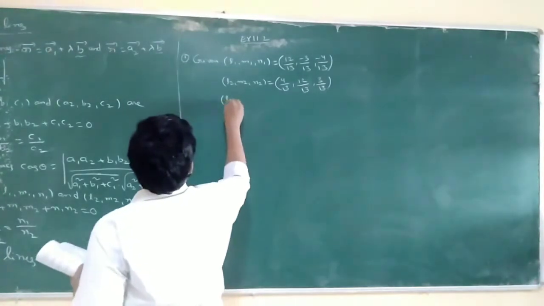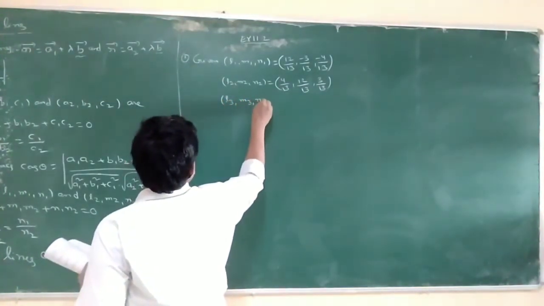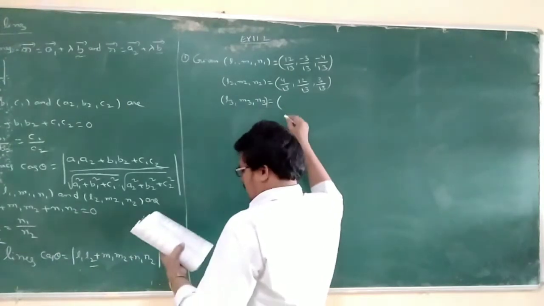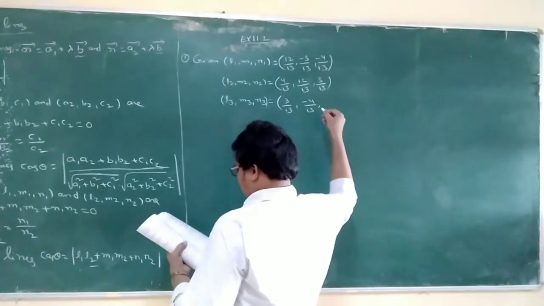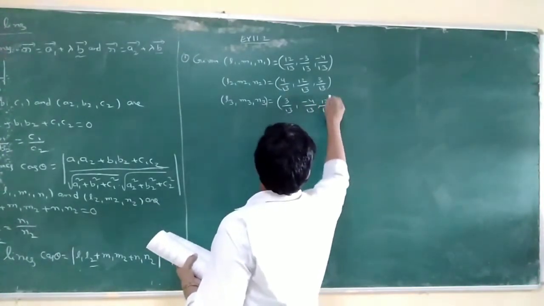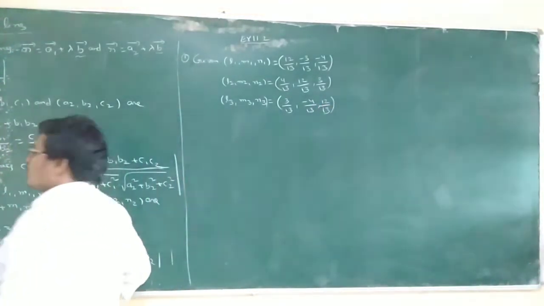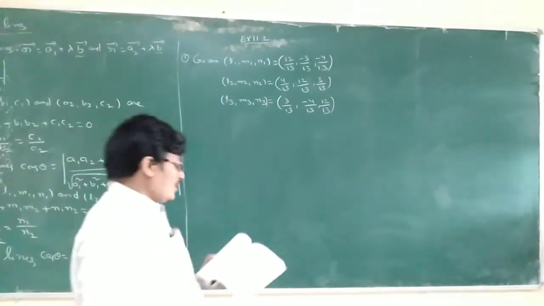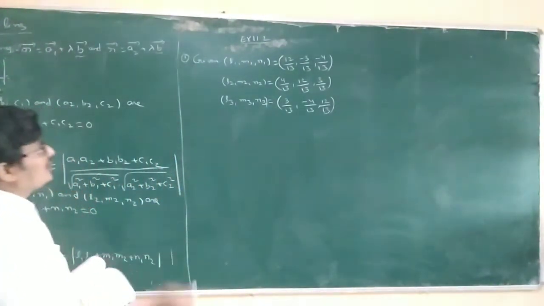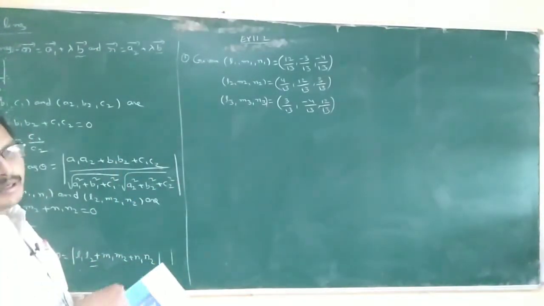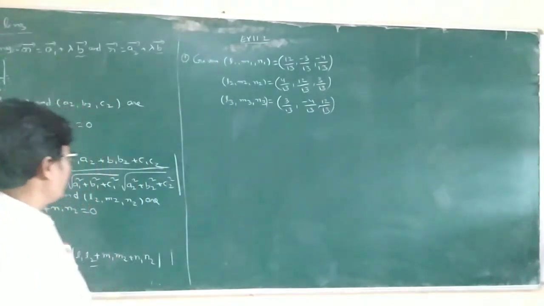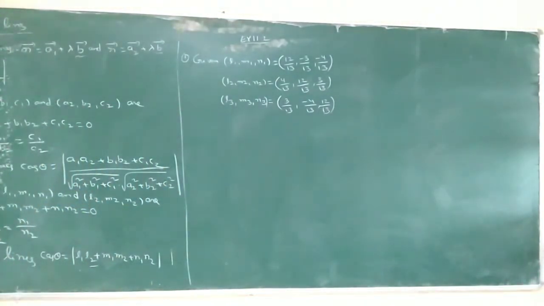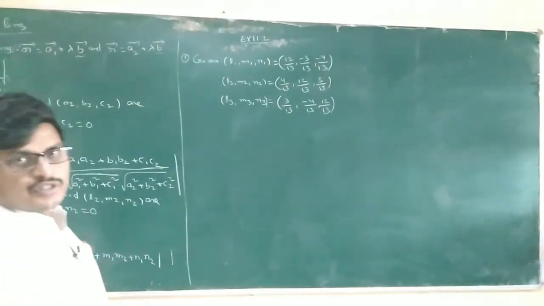Next, the third one: L3, M3, N3 is equal to 3 by 13, minus 4 by 13, 12 by 13. The direction cosines of the lines are given, so what we have to show is that these three lines are mutually perpendicular. For perpendicular lines, what is the formula? L1 L2 plus M1 M2 plus N1 N2 is equal to 0.